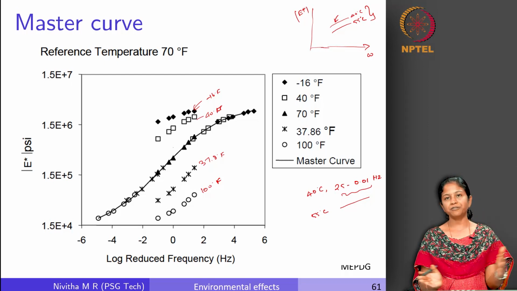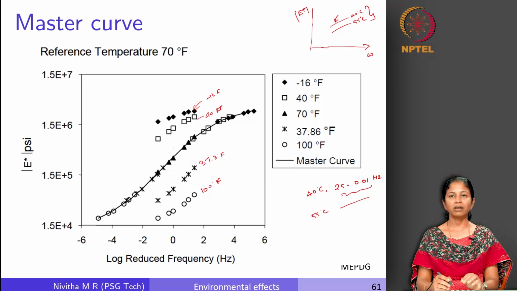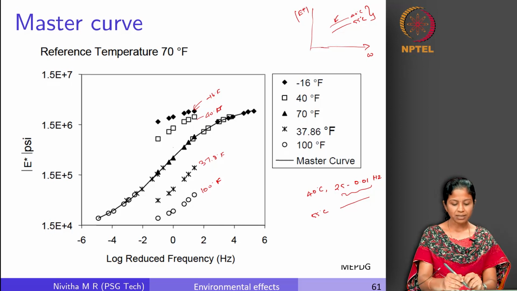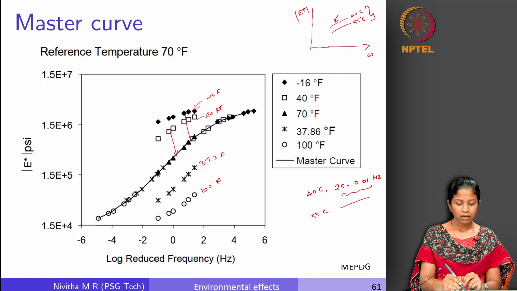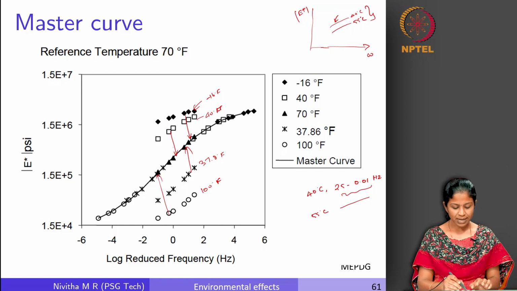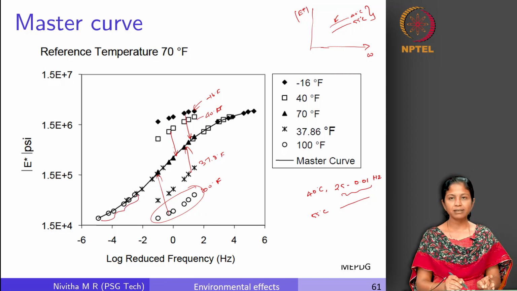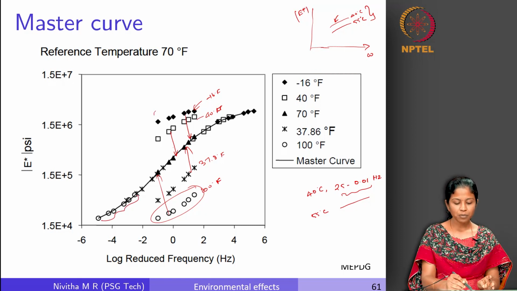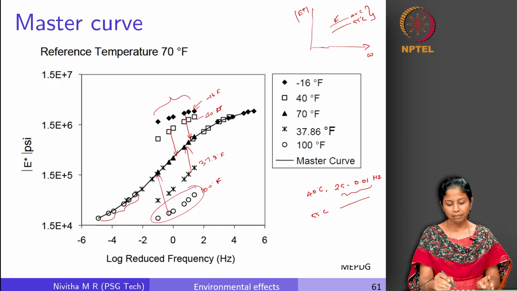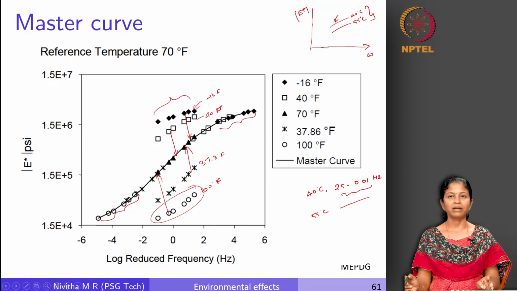Now, we have to shift all of them into one particular curve. That is what is called a master curve. You can see here that these points, which are carried out at a higher temperature, are represented at the lower frequency end, and these points, which are carried out at a lower temperature, are represented at this point. So it basically tries to establish the equivalence between time and frequency of loading and temperature.